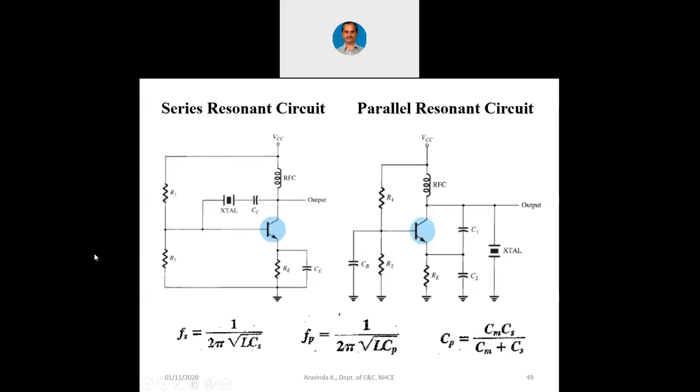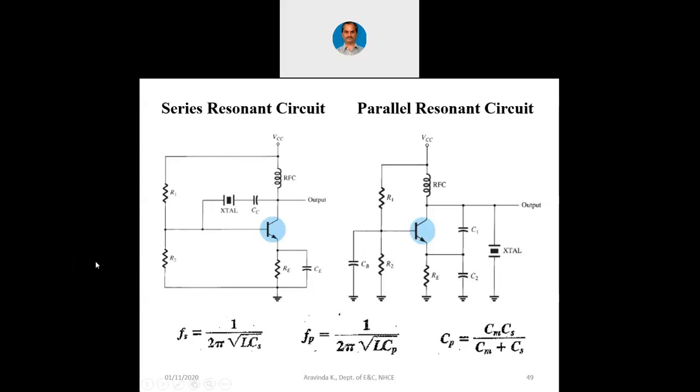Even though R is given in that exercise, R is not going to be useful to us in any way. Only thing is, if R is very low, then it is the series resonance that is going to work. If R is very high, then it is the parallel resonance that is going to work. That is how we have to configure the circuit as well.